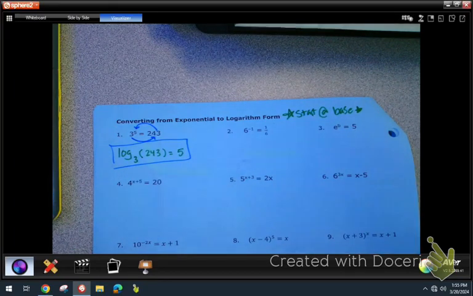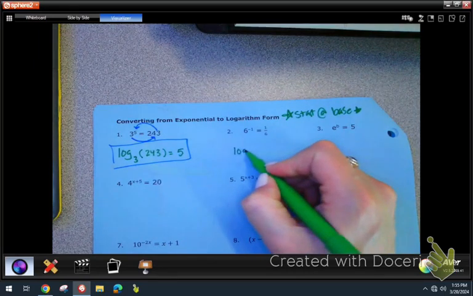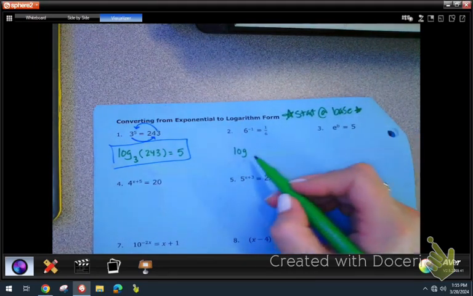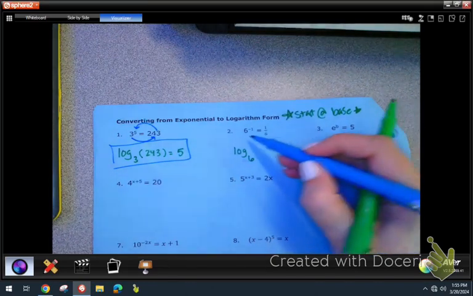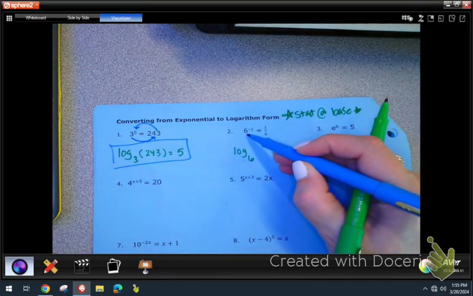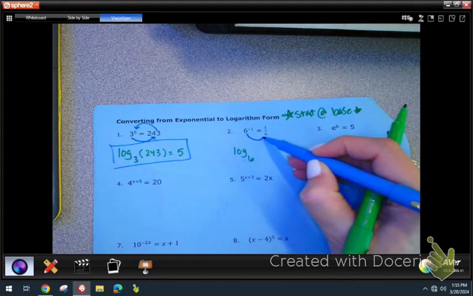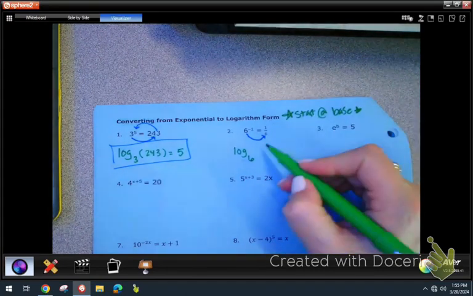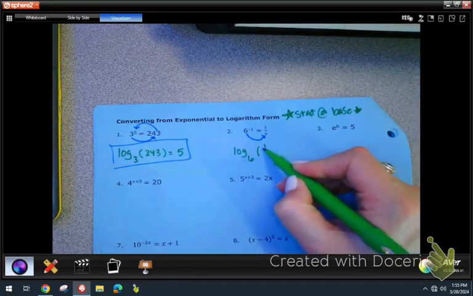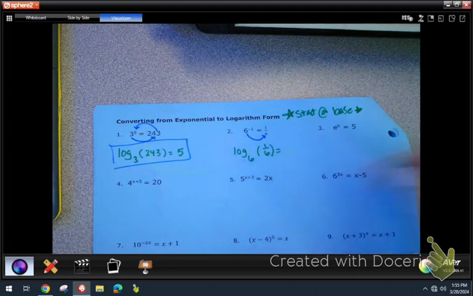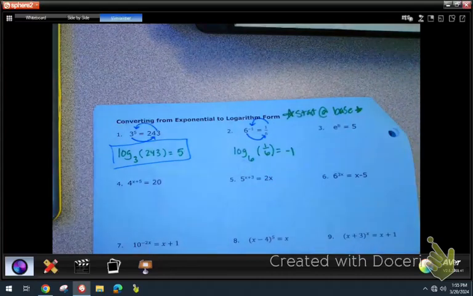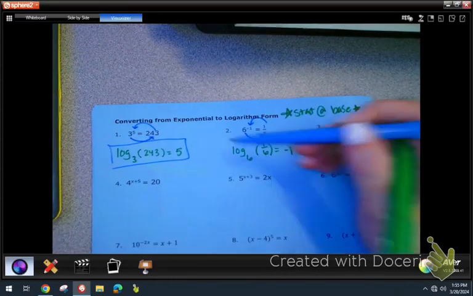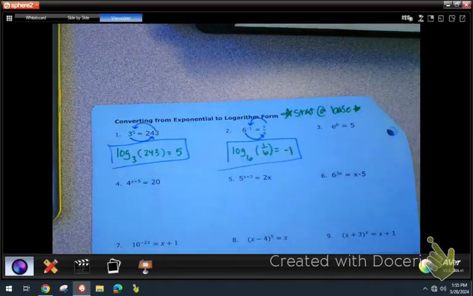Okay? Number 2, I'm converting to a log. What is the base of my log? 6, because what's the base of my exponential? 6. What's my argument going to be? Log base 6 of 1/6 will equal -1. Okay?